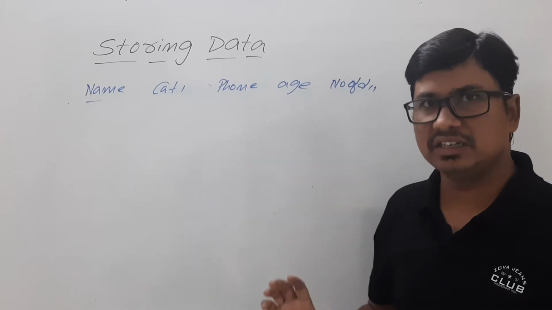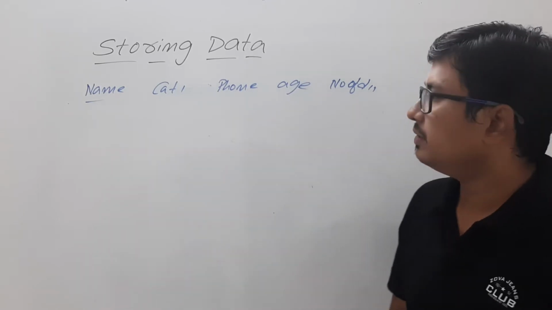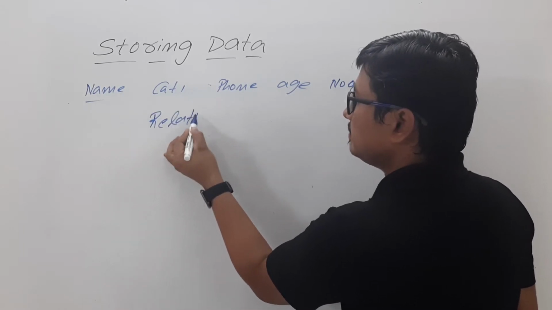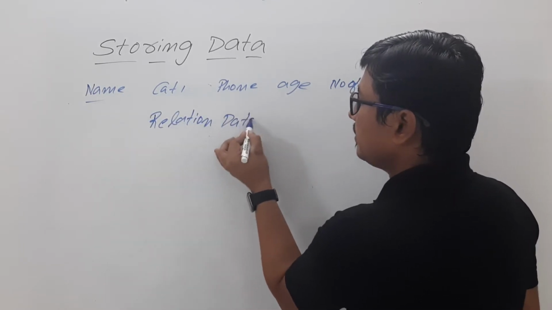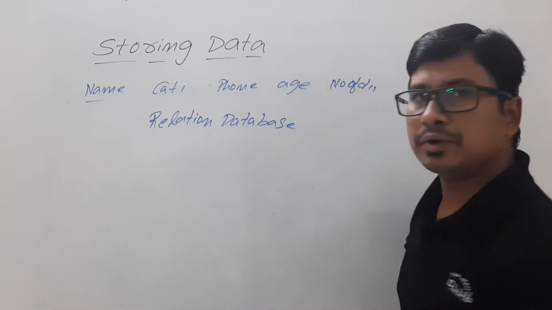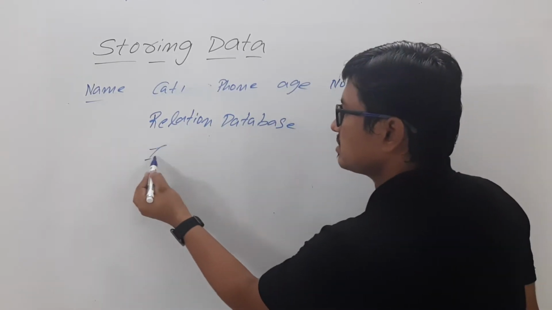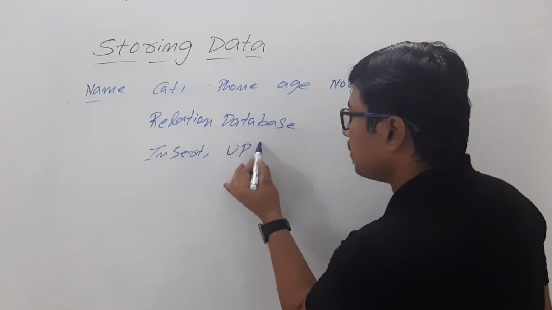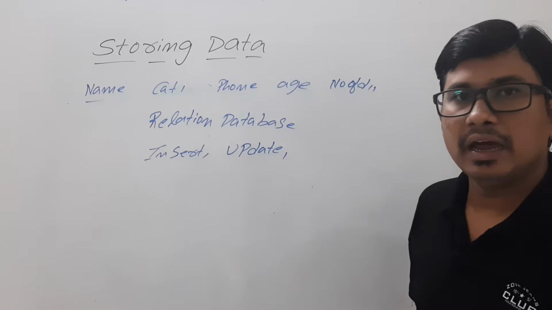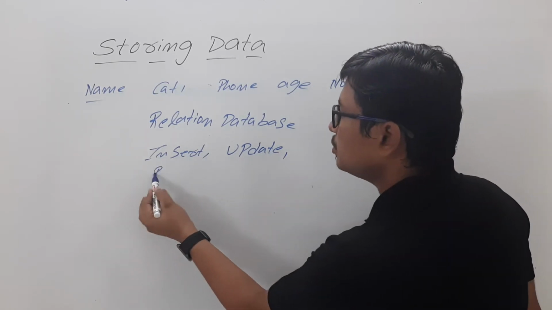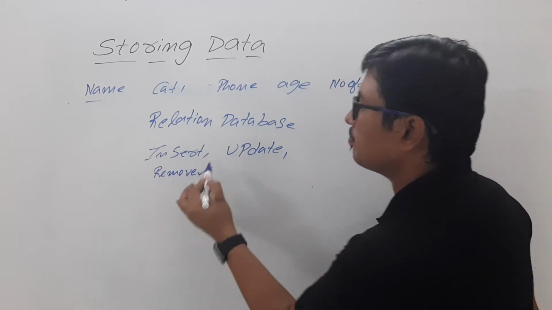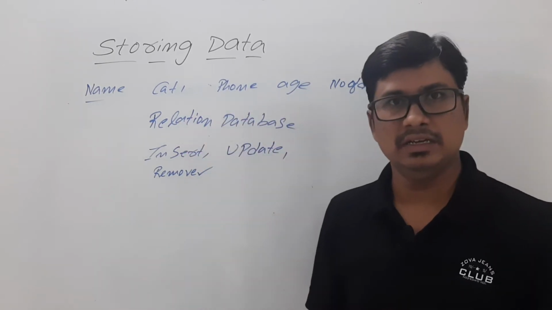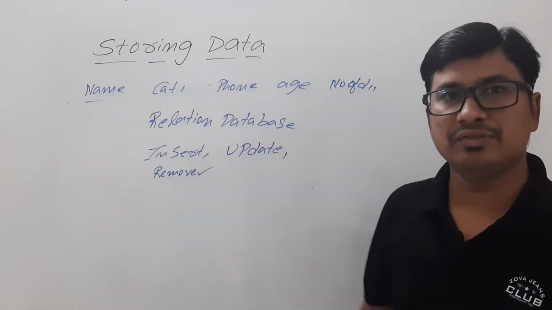If you have structured data and it is a small one, then you can use a relational database. Then you can perform operations such as insert, to insert new values, update, to update the values, and remove those values. All these operations you can perform in an optimized way if you are storing them in a relational database. Is it clear? So this is one kind of information.